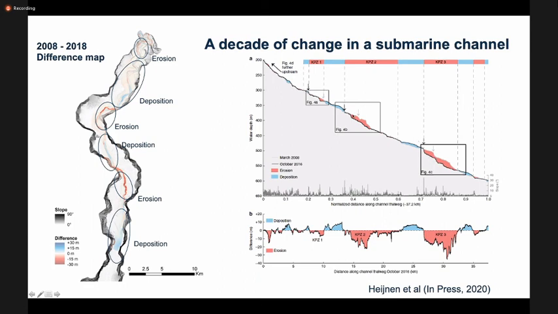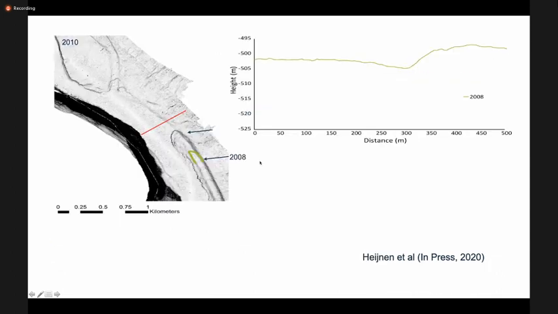These nick points, which are close to angle of repose, steep steps that are up to 10 to 30 meters high, migrate hundreds of meters or a kilometer per year. And they create these zones of erosion and deposition. And so Martin's created these beautiful animations that show, within the submarine channel, the flow would come down this direction.